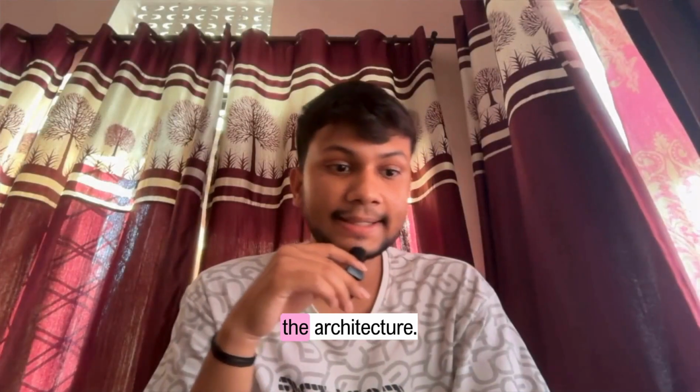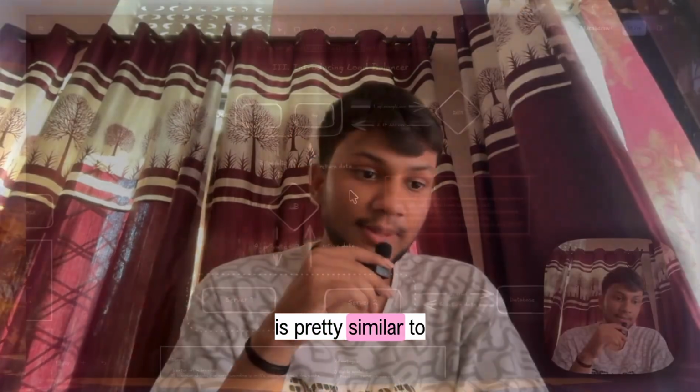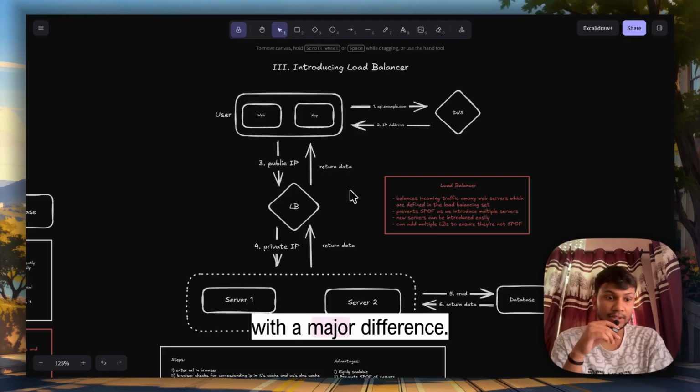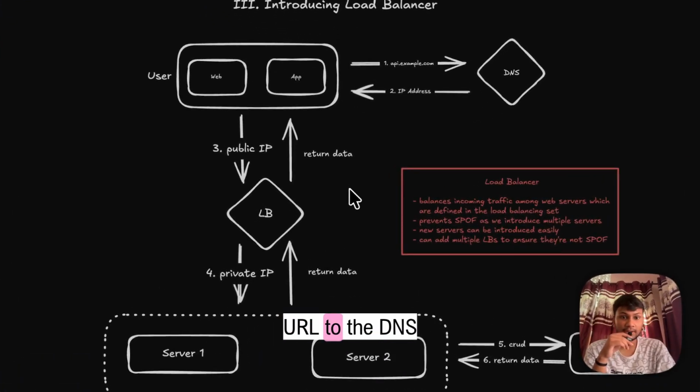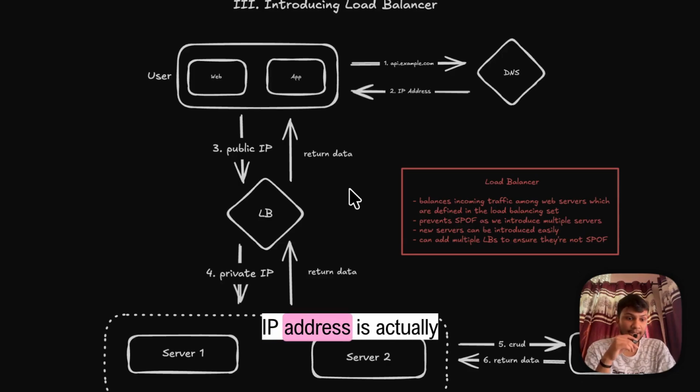Let us try to understand the architecture. The architecture is pretty similar to our previous architecture except with a major difference. The user first of all sends its URL to the DNS server, which resolves it and sends back the IP address. The IP address is actually of the load balancer and is a public IP, that is, it can be accessed by anyone on the internet.